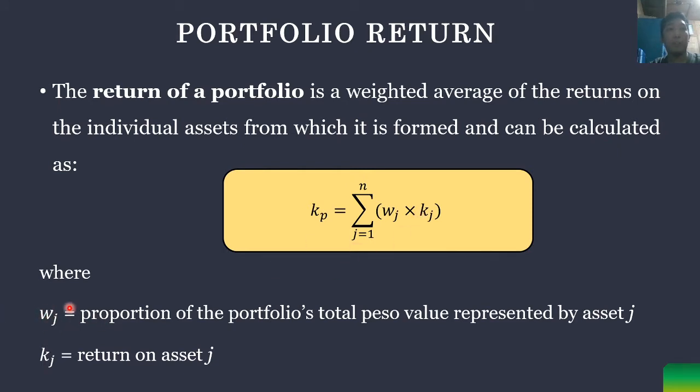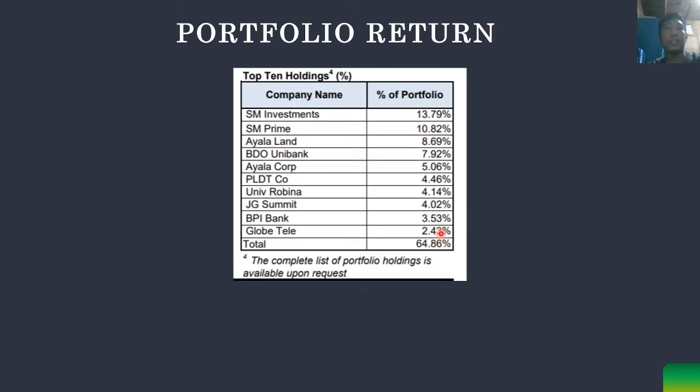Meaning nito class, pag pinag-add-add natin itong proportion of the portfolio's total peso value represented by assets comprising the portfolio, 100% yan. Kasi lahat ng assets yun eh inside the portfolio. Okay? So ayan, i-weighted average daw natin. Yeah, so ang best example natin dito class ay yung investment in index funds, especially yung equity index funds. So ano ba yun? Instead of investing daw sa stocks, pwede ka daw mag-invest sa index funds.